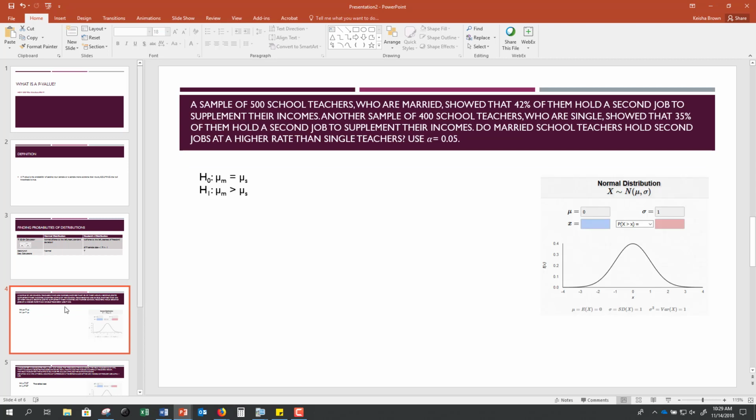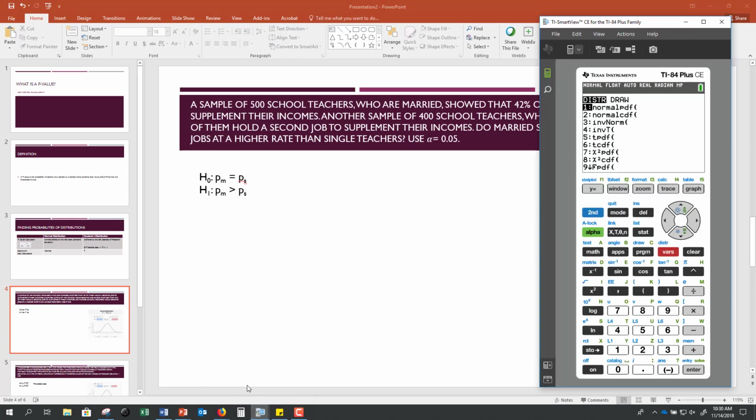So let's look at this example, and we have to discuss the entire process of hypothesis testing to understand what this p-value gives us. Here we have a two sample proportion problem. We're comparing married school teachers with single school teachers. We're looking for the proportion of married school teachers who have a second job versus the proportion of single school teachers who have a second job. What we want to know is, do married school teachers hold second jobs at a higher rate than single school teachers? So let's approach this from the p-value approach of hypothesis testing.